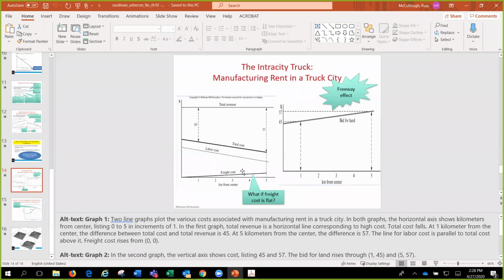Hey, Russ. Can you give us an example of a weight gainer and a weight loser?